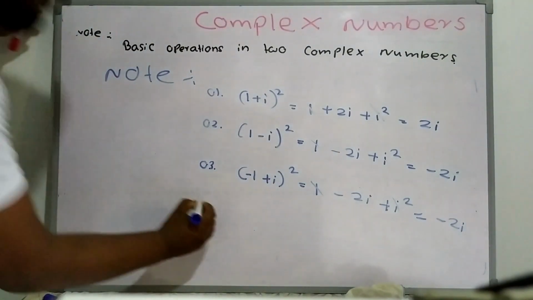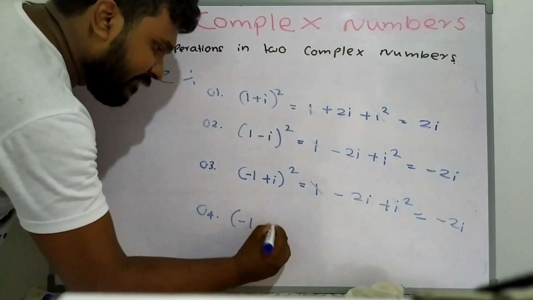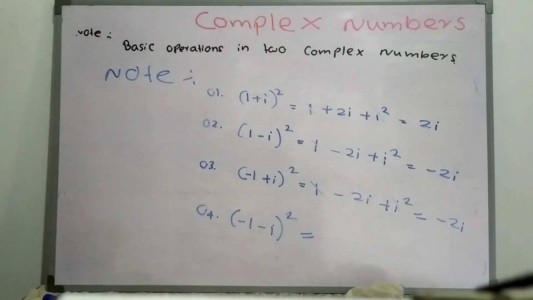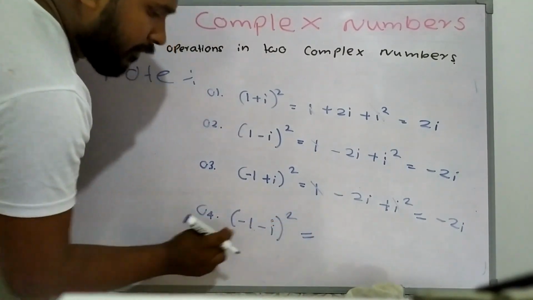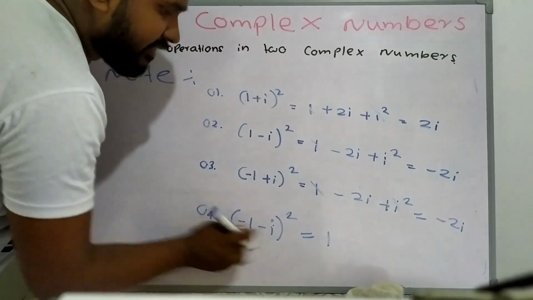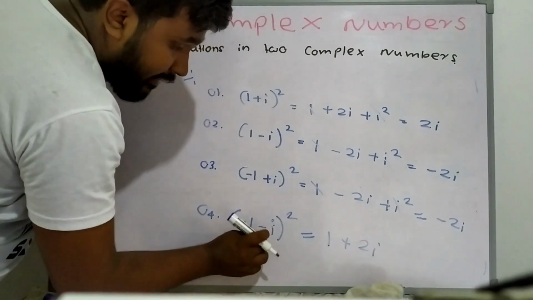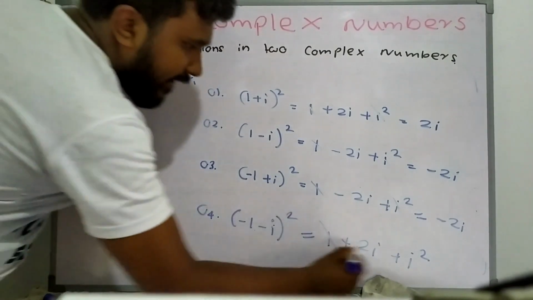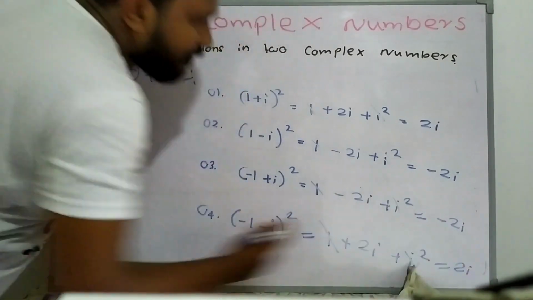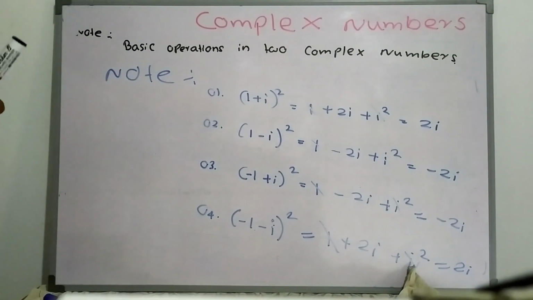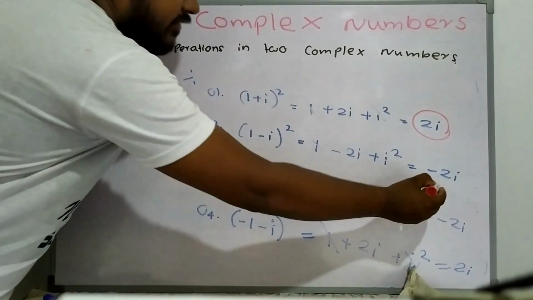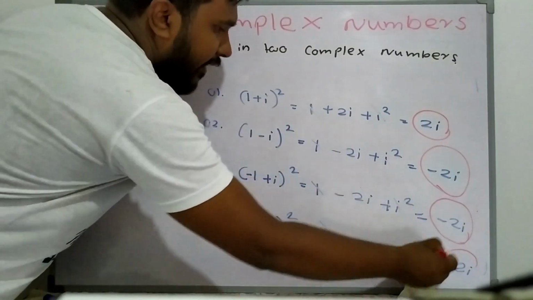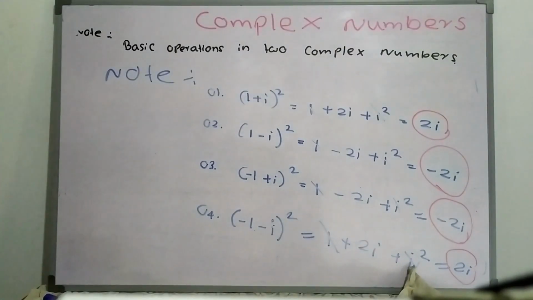The last one: minus 1 minus i square. Minus 1 squared is plus 1. The product is again plus 2i. The last one is i square. So i square and these two get cancelled, plus 2i. So you can see it's 2i, it's minus 2i, minus 2i and again plus 2i. This is another special identity of complex numbers.